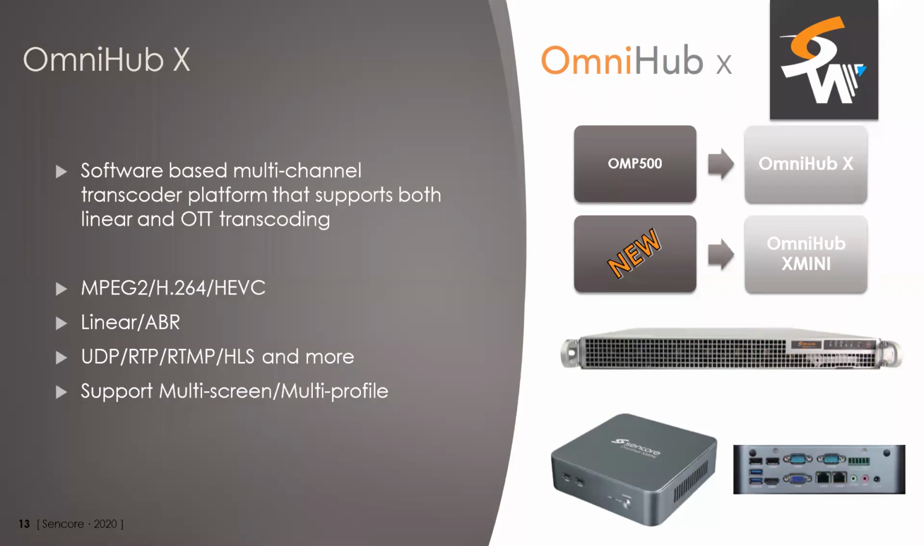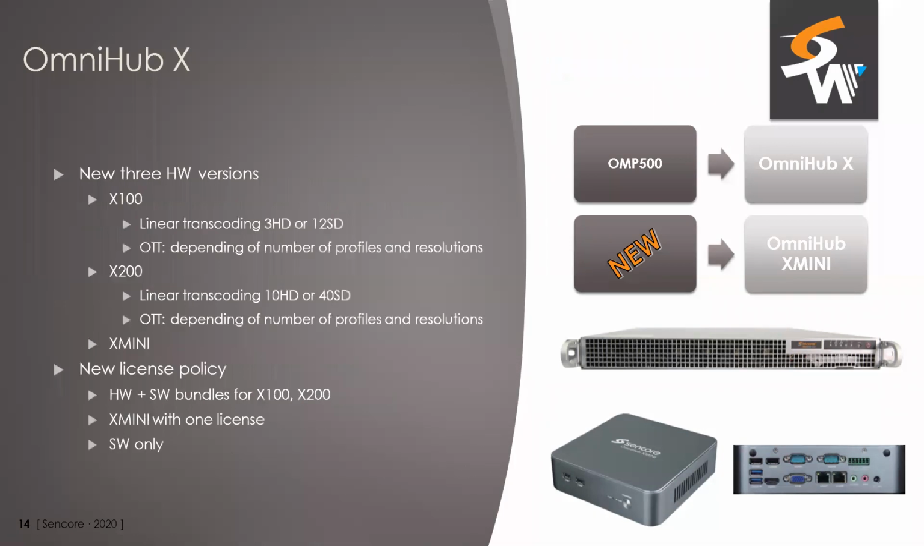OmniHub X software supports some additional features like logo insertion and text overlay, and also supports ancillary data processing such as closed caption, teletext, or DVB subtitles. So OmniHub X is a very flexible piece of software which can be deployed in multiple transcoding applications. Hardware-wise, we have 2 versions of 1RU servers. The entry-level X100 can transcode up to 3 HD or 12 SD linear channels. The X200, more powerful, can transcode up to 10 HD or 40 SD in linear transcoding.